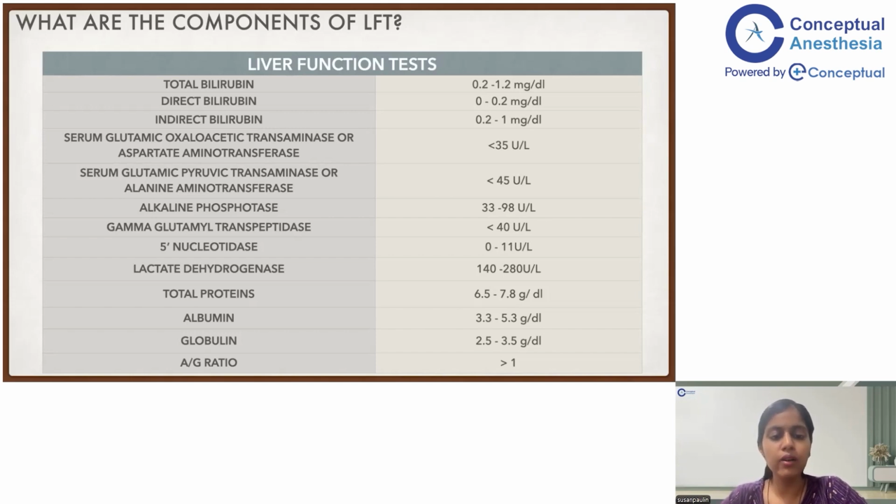Towards the end of this list, we have the total proteins, which will be your albumin and the globulin levels. Albumin is measured separately, and globulin, and then we have the albumin and globulin ratio, which is usually more than 1, indicating that albumin will be more than the globulin.